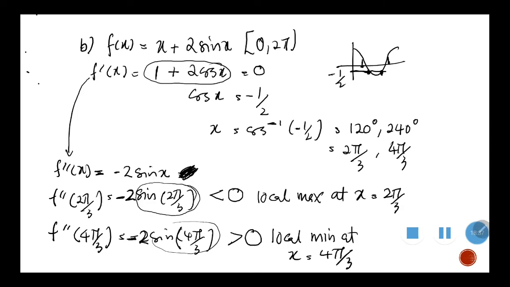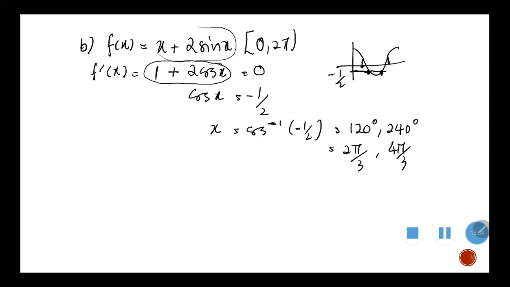However, to find the value, you may put 2 pi over 3 into the function. But to determine whether the interval is increasing or decreasing, you still need the first derivative test. So now I'm going to show you how to do the real number line test to determine the intervals of increasing or decreasing. We have two numbers, 2 pi over 3 and 4 pi over 3, and we are to substitute into cos x. It's easy.